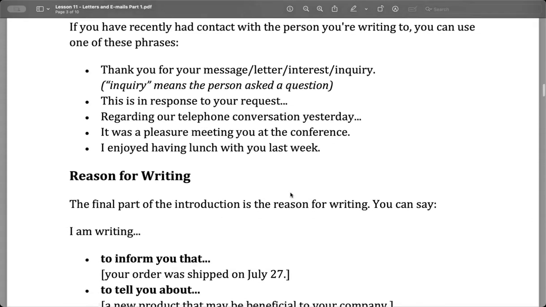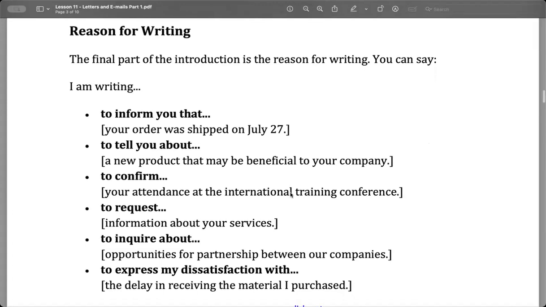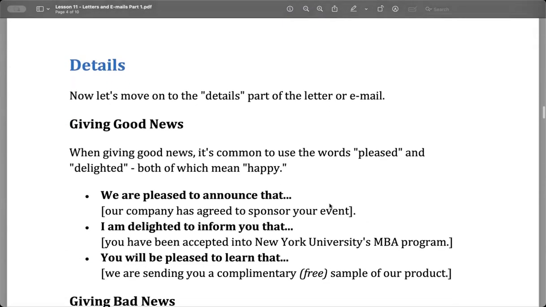Reason for writing. The final part of the introduction is the reason for writing. You can say, I am writing to inform you that your order was shipped on July 27, to tell you about a new product that may be beneficial to your company, to confirm your attendance at the International Training Conference, to request information about your services, to inquire about opportunities for a partnership between our companies, to express my dissatisfaction with the delay in receiving the material I purchased. Okay, good. Details.